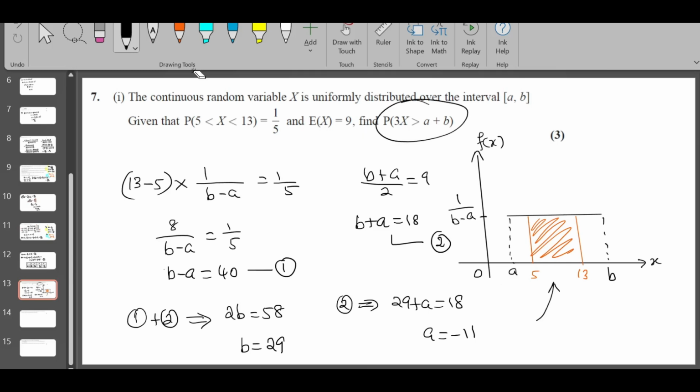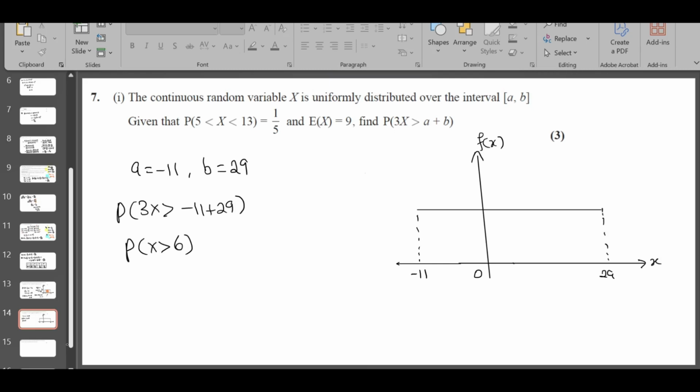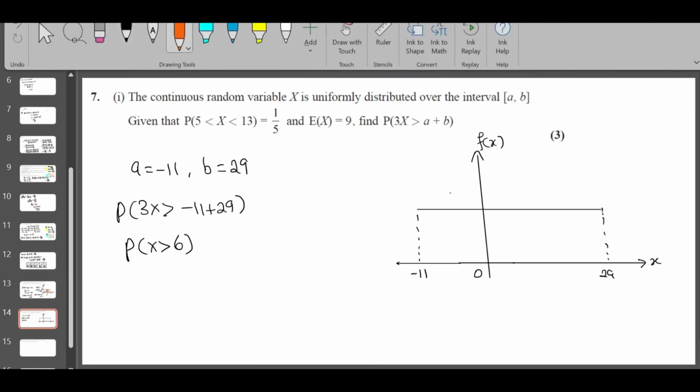Now sub in here and calculate this. Okay, so I'm gonna redraw the function again. Minus 11 to 29 now. Let's say this is 29. This is minus 11. This is the actual function now. So when they say p of 3x is greater than a plus b, that's basically 18. So divide by 3, you will get x is greater than 18 over 3, which is 6. So basically you need to find the area for x greater than 6.